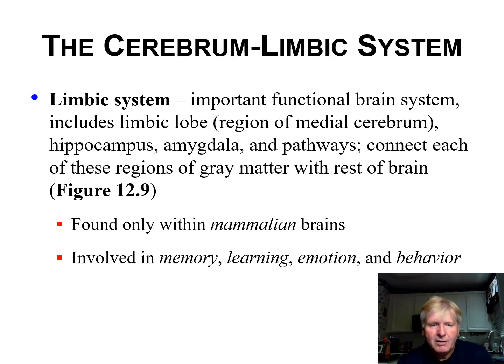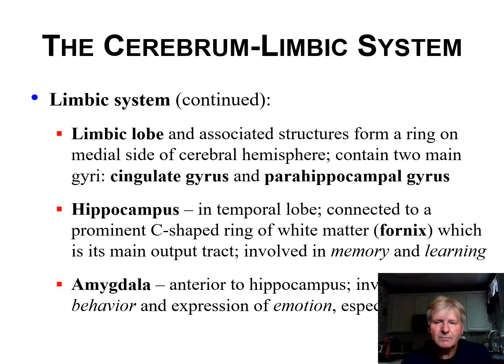The limbic system is actually the last part of the central nervous system, the part of the brain, to develop. Okay, and it actually isn't completely developed or mature until about age 25 in human beings. So it's the last part of the central nervous system to develop in the brain. The limbic lobe and their associated structures form a ring on the medial side of each hemisphere, and they contain two main gyri, the cingulate gyrus and the parahippocampal gyrus.